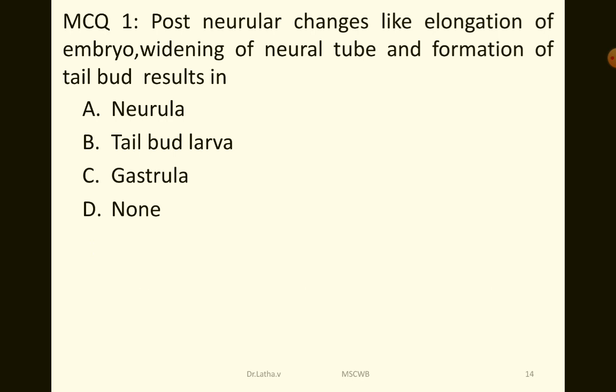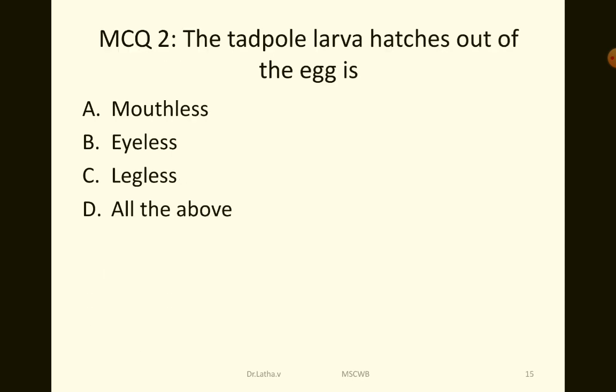Post-neural changes like elongation of embryo, widening of neural tube and formation of tail bud results in the tail bud larva. Tadpole larva hatches out of the egg, it is mouthless, eggless, legless and eyeless. So the right option is all the above.